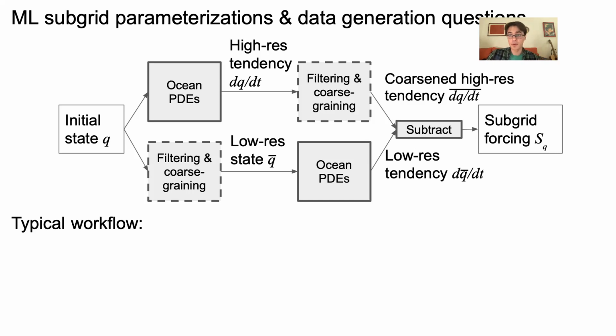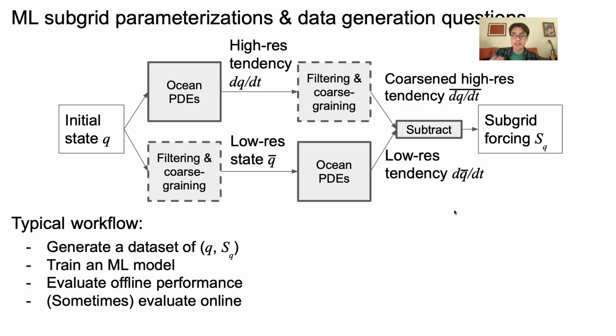The typical workflow in a machine learning approach to this would be to generate a big data set of a lot of initial states and a lot of corresponding subgrid forcings, train a machine learning model to predict SQ from Q or maybe other factors as well, and then evaluate performance in some way. Often this is just offline performance, where we measure how well we can predict SQ from other initial states. We all agree it's important to evaluate these online, but it's often harder to do that because these are big climate models sometimes.